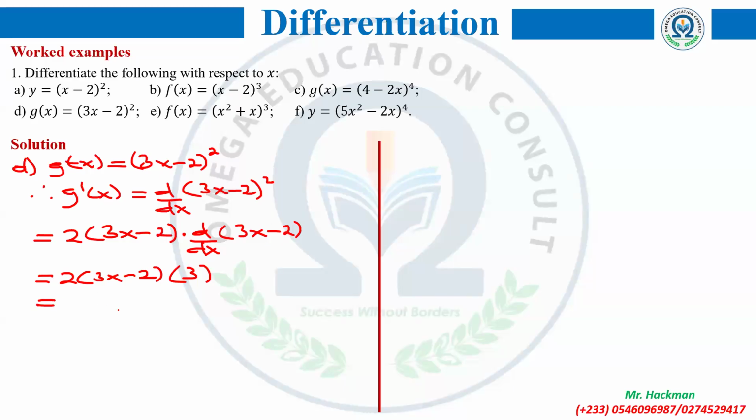So like I said, this will end up giving us 6, being 2 times 3. Then you keep what you have there, 3x minus 2. This one you can easily expand because the power is 1, but per the nature of the question, it doesn't warrant expansion. Is that clear? Leave it in its factorized form.